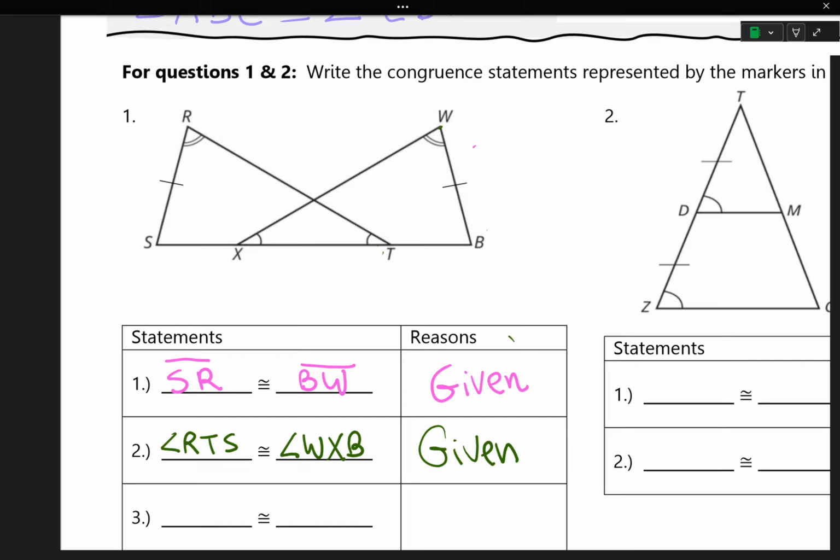And then we have the double arch angles that are also given to us. We have it here and there. I'm going to name this one SRT, angle SRT. And the other one, I'm going to name BWX, angle BWX. And that was given to us.